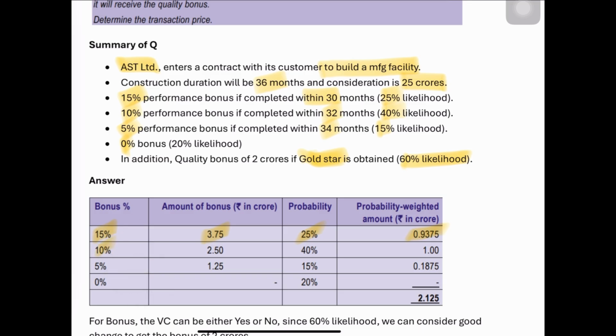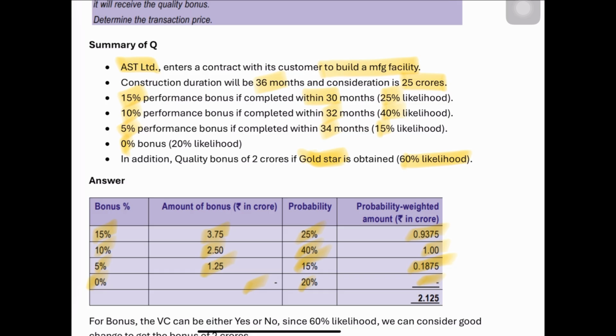Similarly, the 10% bonus comes to 2.5 crores, for which there is 40% probability, that comes to 1 crore. And the 5% bonus comes to 1.25 crore, for which there is 15% probability, that comes to 18,75,000. And for the 0% bonus, which is 0, with 20% probability, your net bonus will be 0.